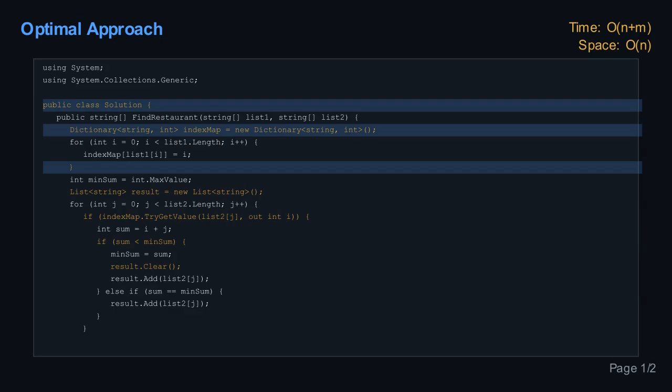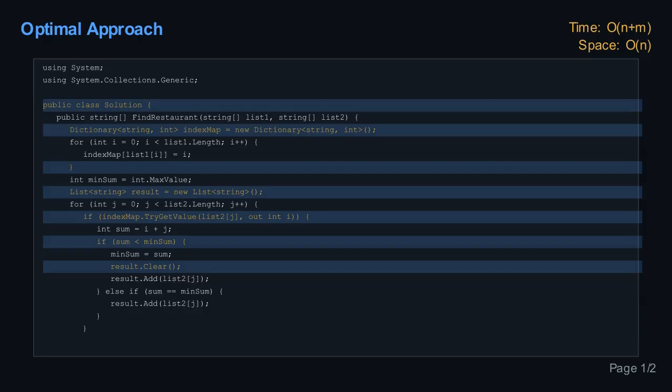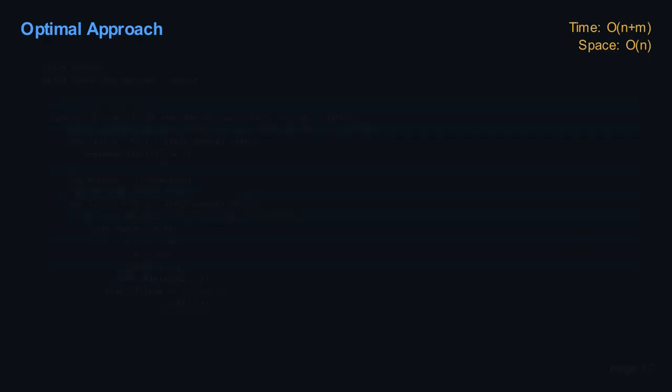For each restaurant, we check if it exists in the dictionary. If it does, we retrieve the stored index from the first list, add the current index from the second list, and compare the sum to our current minimum. If the new sum is smaller, we update the minimum and replace the result collection with just this restaurant. If the sum equals the minimum, we simply add the restaurant to the results. After the loop finishes, the result collection holds all restaurants with the minimal index sum.